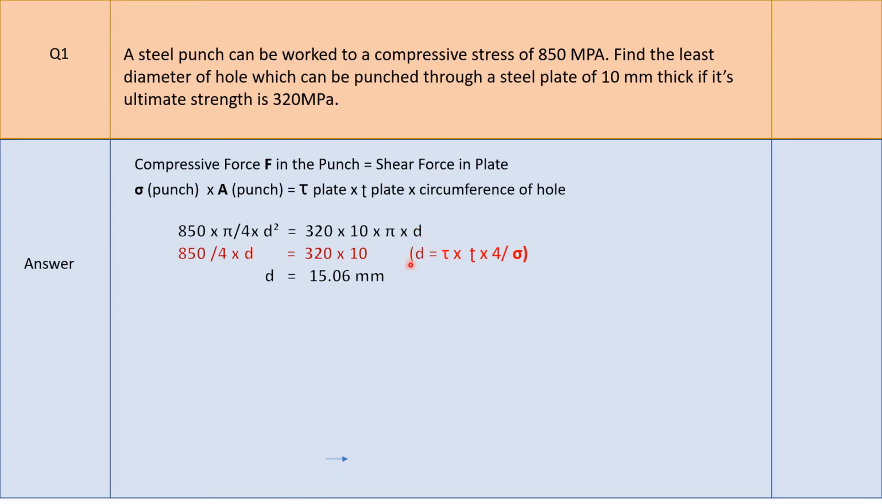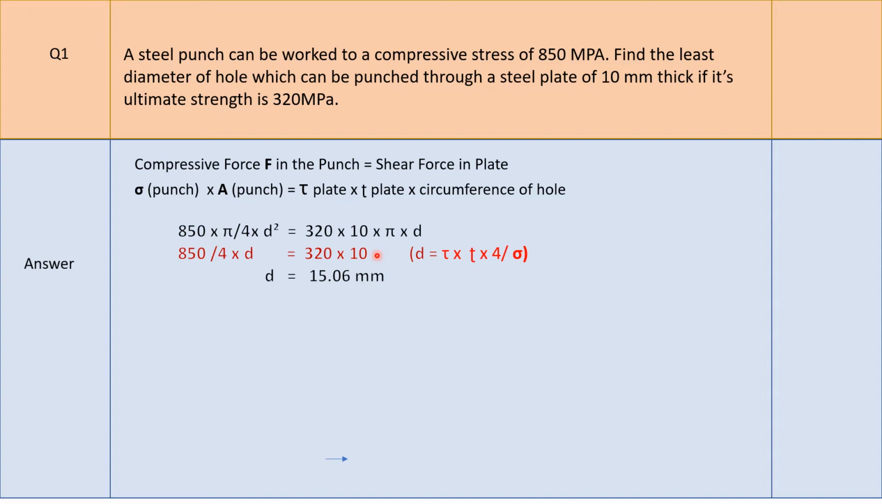Here π d on the left side and the right side gets cancelled, and then what remains is d equal to tau into thickness, and this 4, when it comes here, becomes into 4, and this sigma, the compressive stress, divides. This is the formula. So here 850 divided by 4 into d, π d gets cancelled, so what remains is 320 into 10. So d will be equal to 320 into 10 into 4 divided by 850.